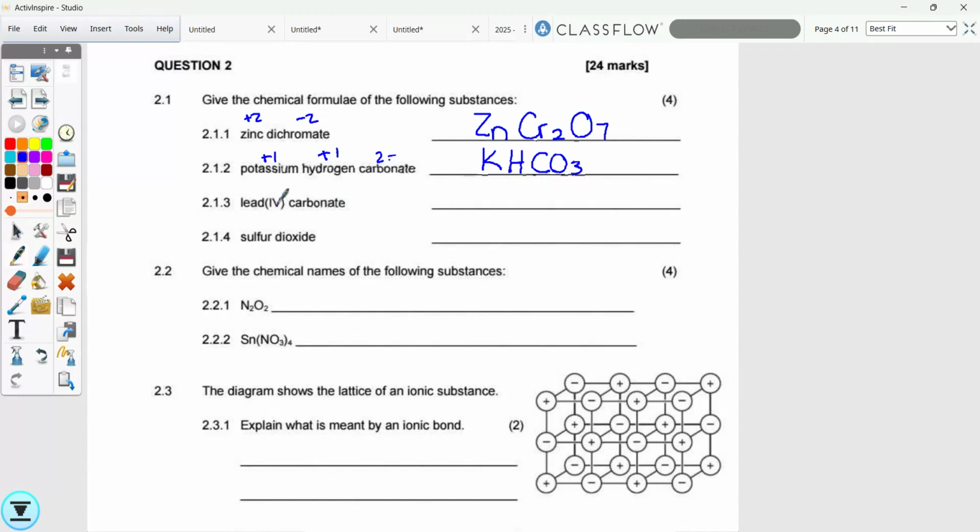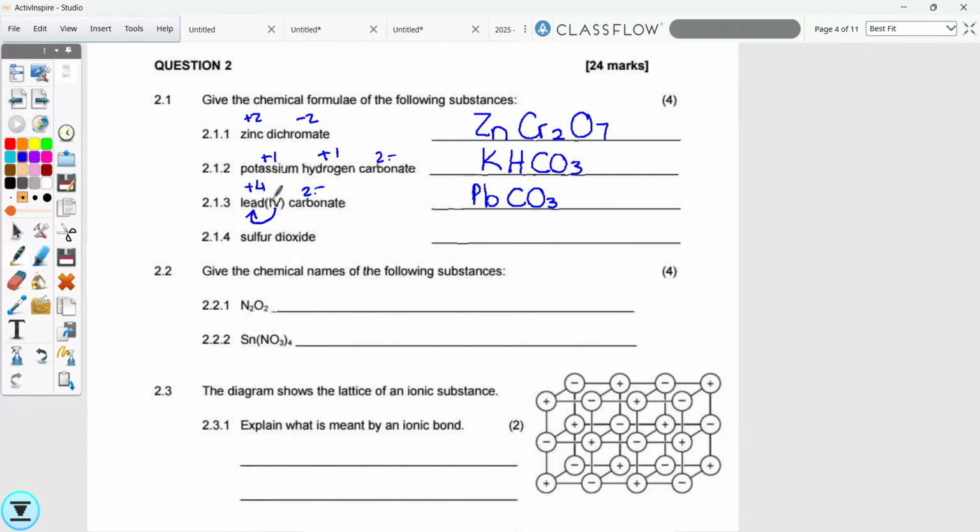Okay, then we've got lead 4. When it's a transition metal, the 4 always talks about the thing in front of it. What's the symbol for lead? Pb. What's the charge then if it tells you that Roman numeral? Plus 4. The first one is always positive. What is carbonate? CO3, and it's 2 minus.